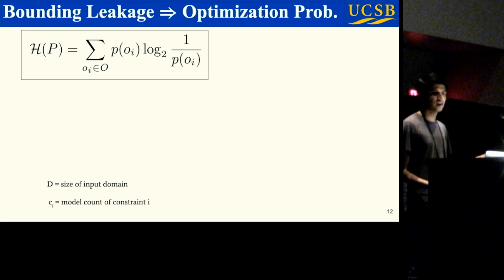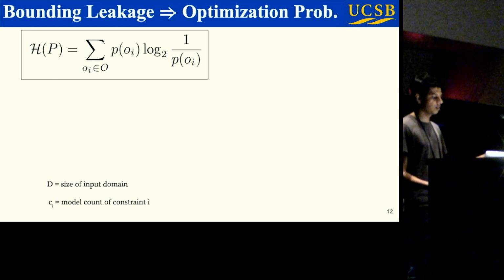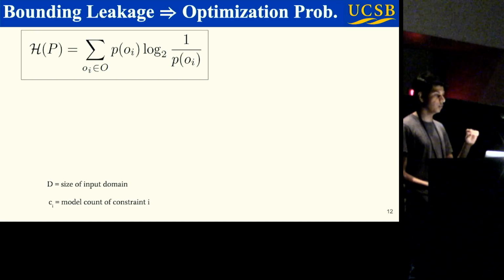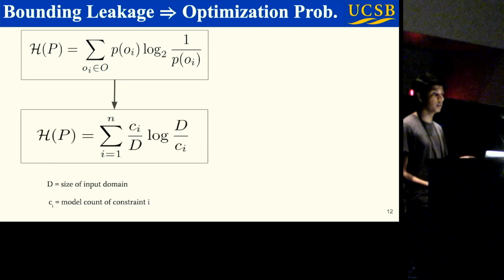So let's get into how exactly we bound information leakage using these methods. Here we have the Shannon entropy formula. The Shannon entropy is equal to the sum over the probability of observing a certain runtime times log base 2 of 1 over the probability of observing that runtime. For us, since we're dealing with model counts, the probability of observing a certain runtime is the model count divided by the domain size.